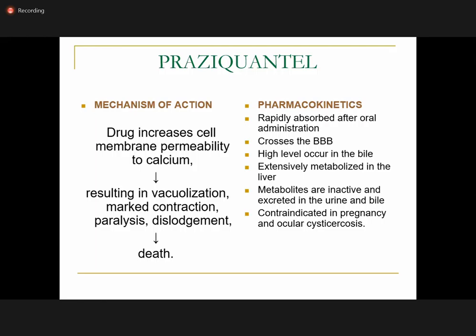So what is the mechanism of action? The drug increases cell membrane permeability to calcium. So you must remember the mechanism of action of praziquantel and how it produces its activity against the worms. It increases cell membrane permeability to calcium, resulting in vacuolization and marked contraction. Again, you know, calcium is responsible for producing contractility. So marked contraction and paralysis, dislodgement and death.